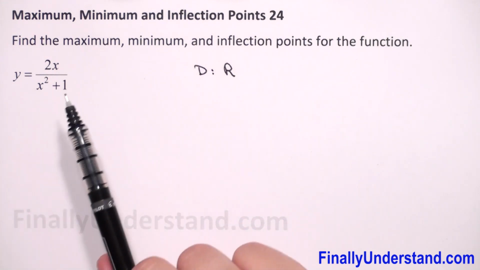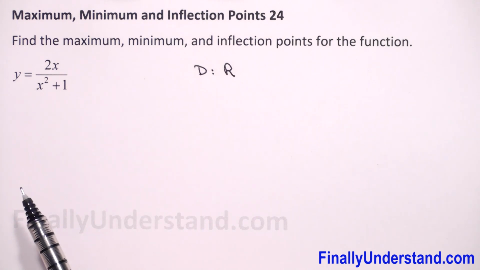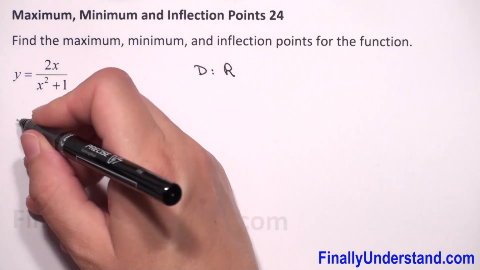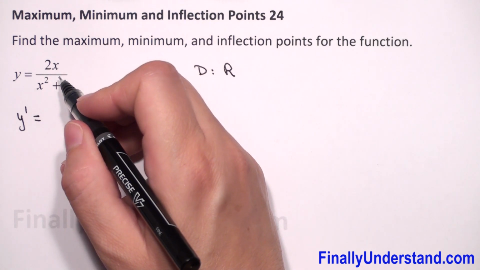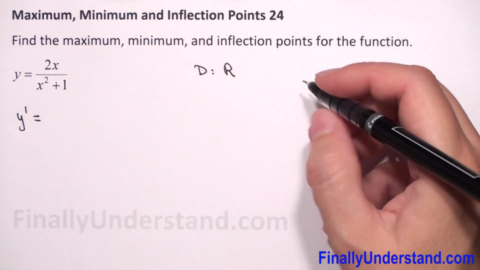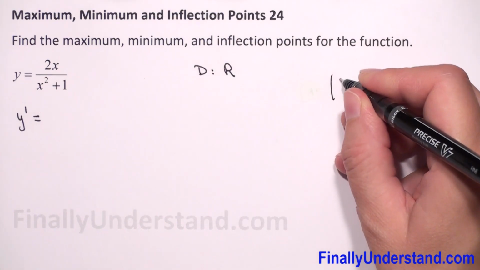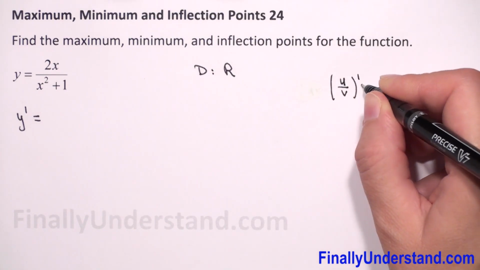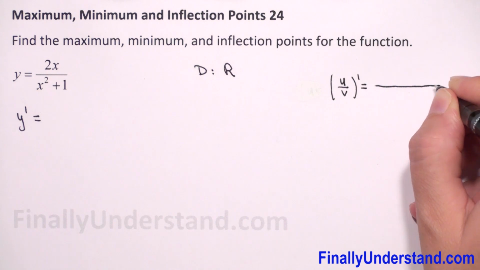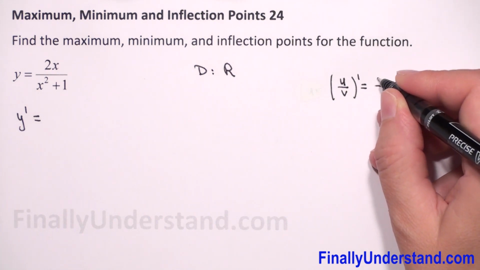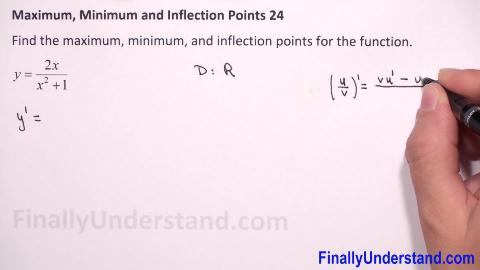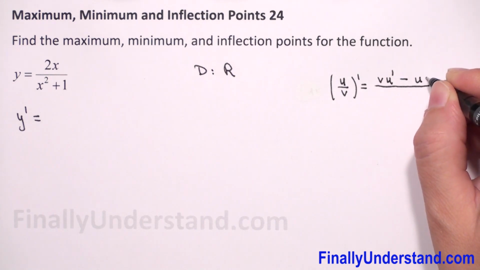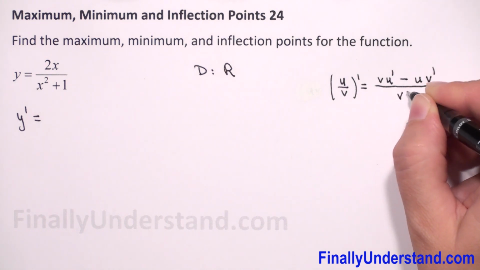Next, we have to find the maximum and minimum, so we need to find critical values. To find critical values, we need to find the first derivative. We have a derivative of a quotient. To find the derivative of a quotient, we will use a formula. The derivative of u over v is equal to v times the derivative of u minus u times the derivative of v, over v squared.